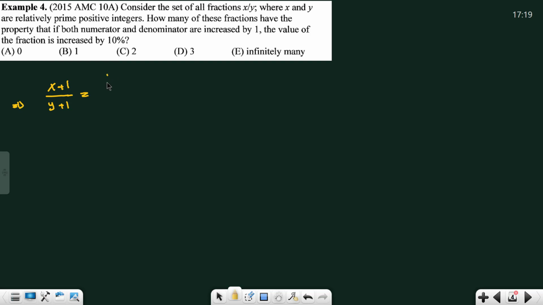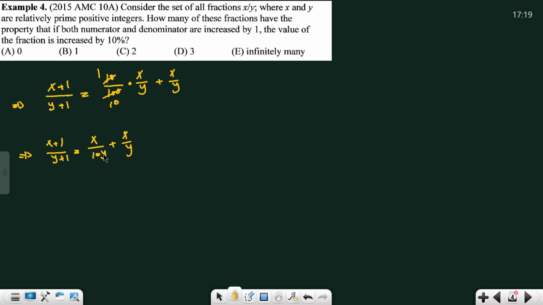So what's 10%? It means 10 over 100, and this belongs to the fraction, so they are together. He said increased by, which means x on y plus that amount. So I know this is going to be 1 over 10. So what am I going to get? x plus 1 over y plus 1 equals x on 10y plus x on y.